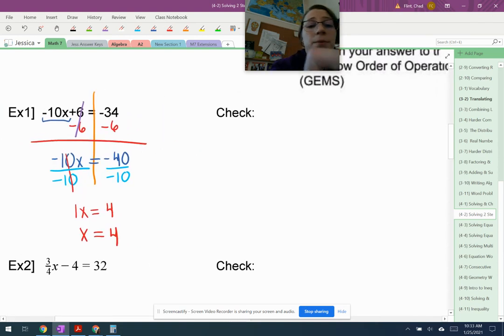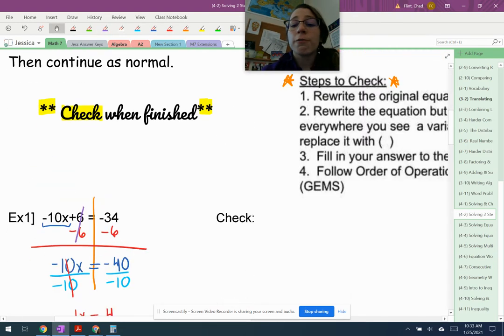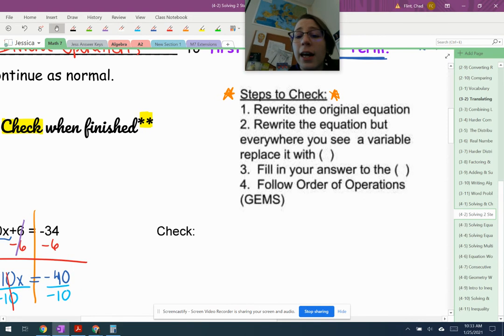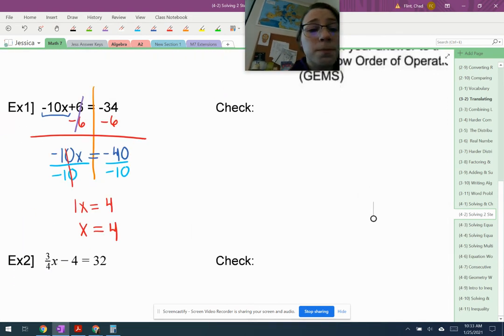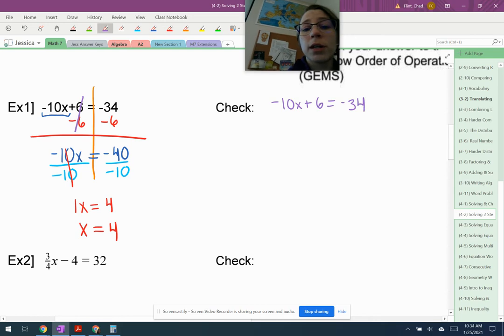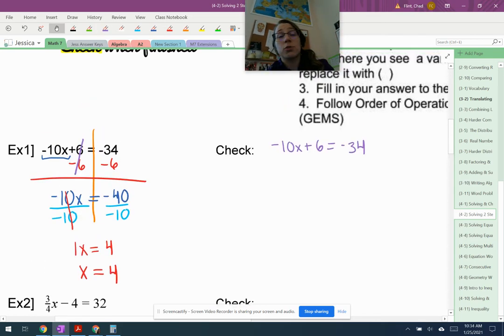And now for the check. You only have to do a check if I specifically ask you to in the problem, and you'll see because there will be the word check next to it. So first step to check, in case you forgot, is rewriting that original equation. So negative 10x plus 6 is equal to negative 34.